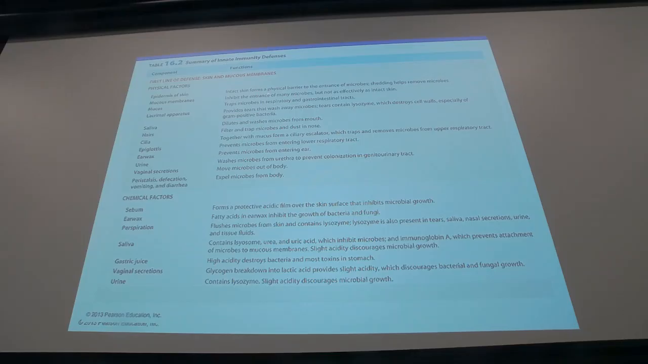And then we have, so these are the physical factors, and I'm combining them here with some of these chemical factors. So I already told you about sebum, this oil secretion. So this is helping with acidity to destroy these microorganisms. And then mucus itself, it's a physical barrier, it's sticky, so the microorganisms can get trapped really easily. And then we have the lacrimal apparatus that has the production of tears, and then we have lysozyme.